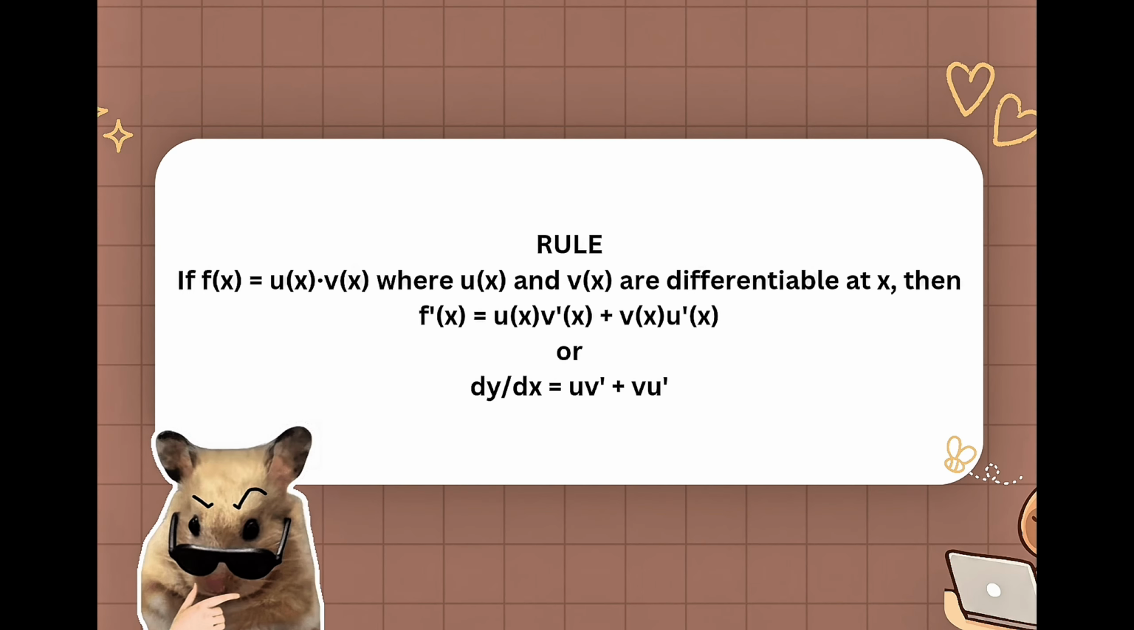The rule is, if f(x) equals u(x) multiplied by v(x), where u(x) and v(x) are differentiable at x, then f prime x equals u(x) v prime x plus v(x) u prime x, or dy over dx equals u v prime plus v u prime.